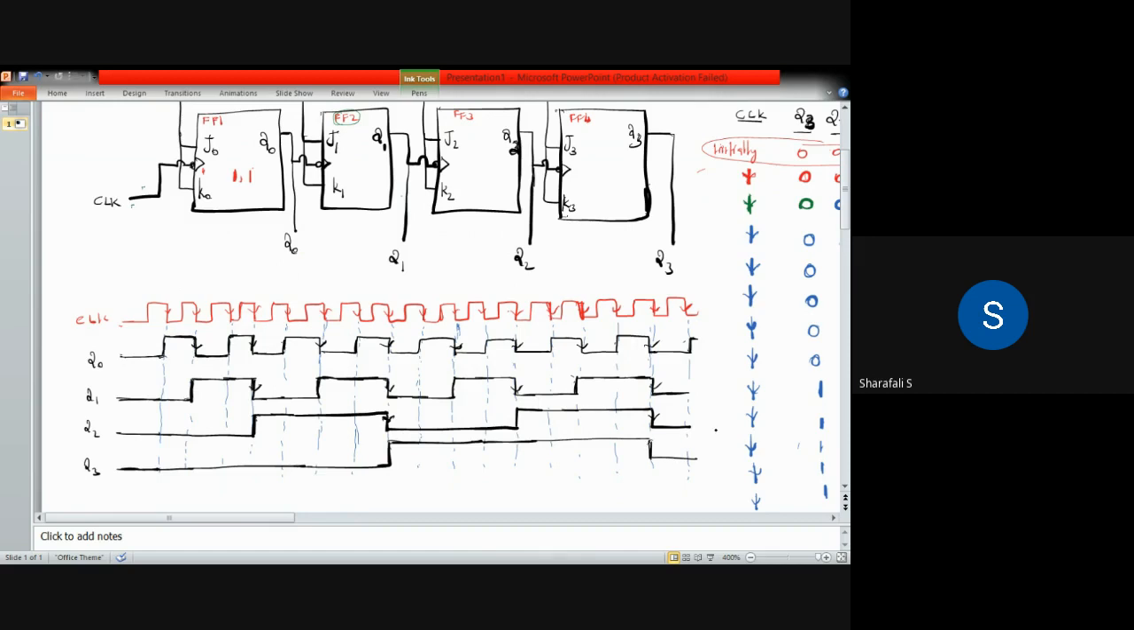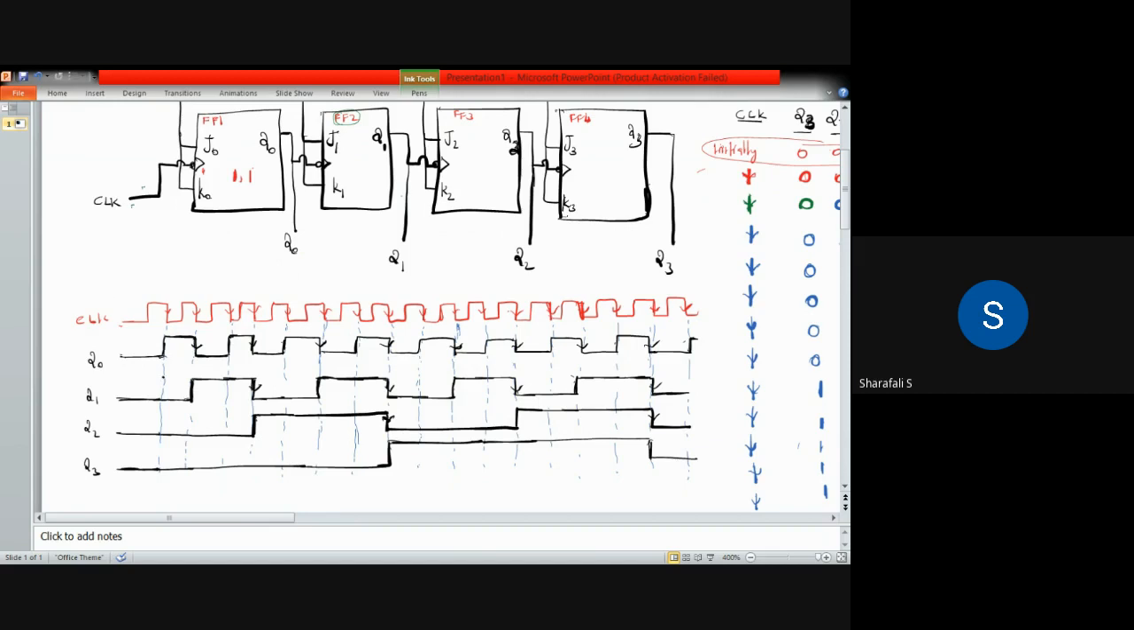So this is the pulse diagram corresponding to the 4-bit asynchronous counter or ripple counter. Similarly, you can consider the synchronous case also, where we will be connecting the clock pulse separately to all these flip flops simultaneously. So this is how the 4-bit asynchronous counter will give you the result.